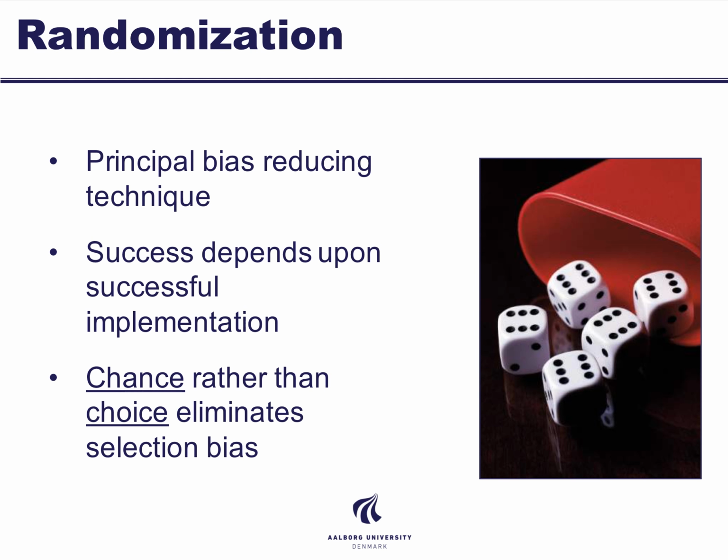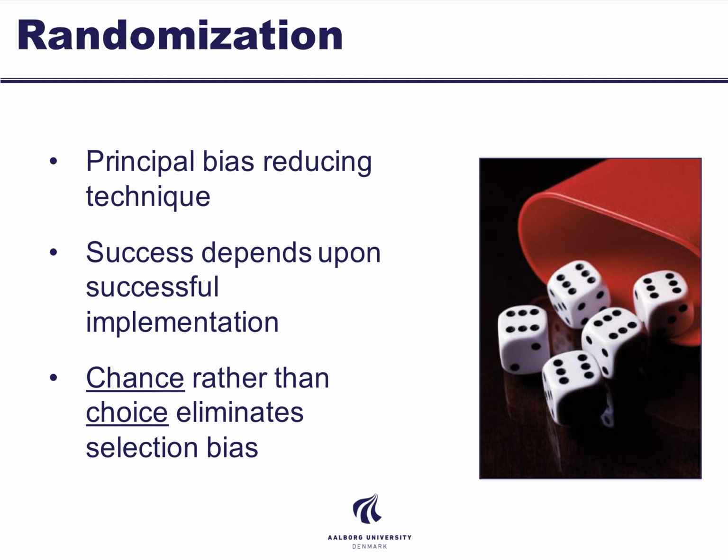And then when you've decided on how to blind subjects, the next step could be the randomization procedure itself. And this is a really, really critical step when you're doing a randomized controlled trial. It's not just about flipping a coin. This is a principal bias reducing technique where chance rather than choice will eliminate selection bias.